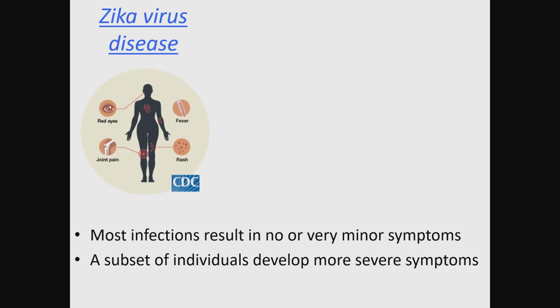Most people infected with Zika virus show little or very minor symptoms. Some of these minor symptoms include the classic febrile illness: we see fever, rash at the site of infection, joint pain, and conjunctivitis. But a subset of individuals will develop more severe symptoms. Some of these more severe symptoms can include neurological disorders such as Guillain-Barré syndrome.